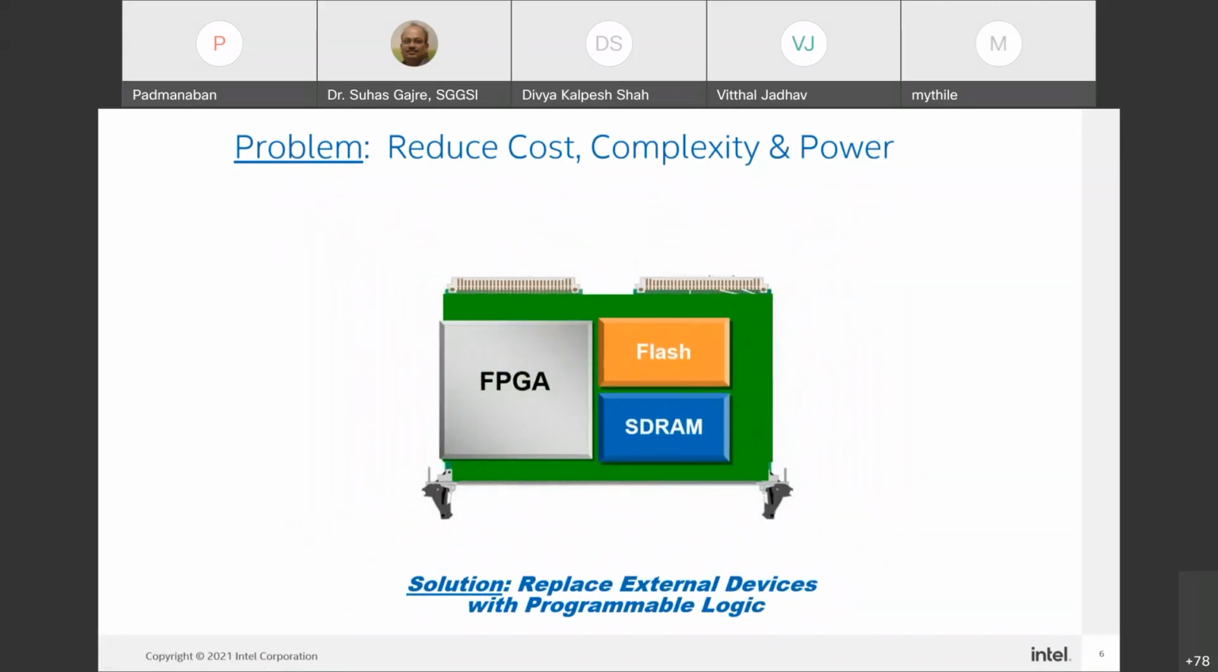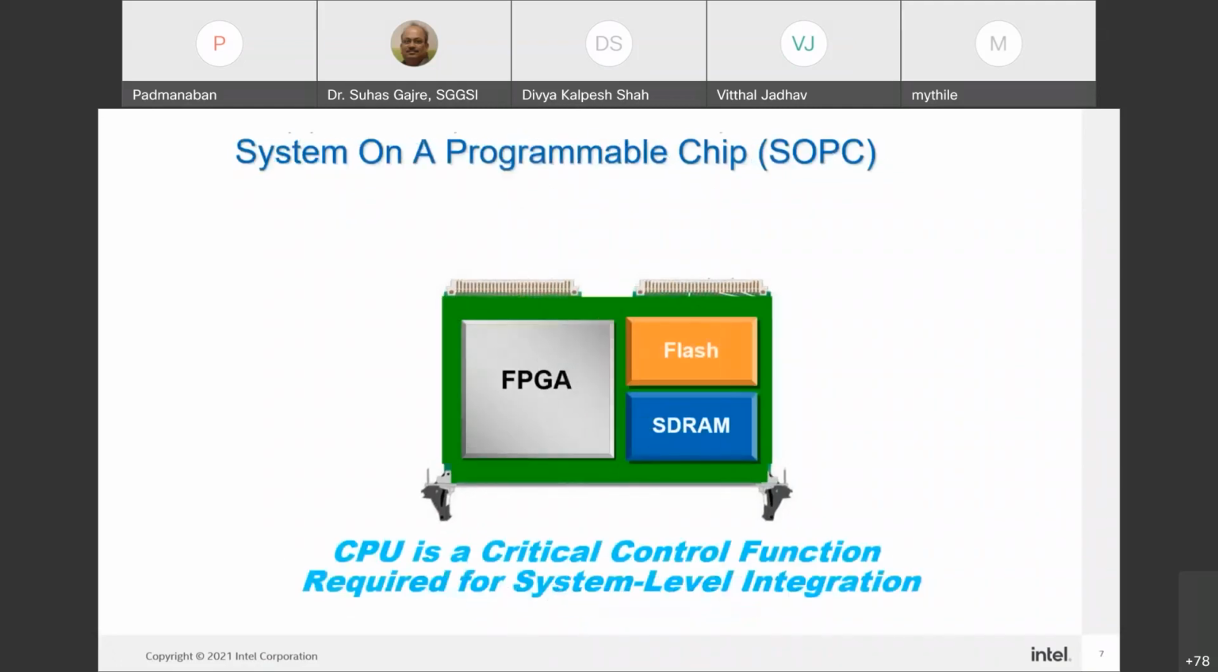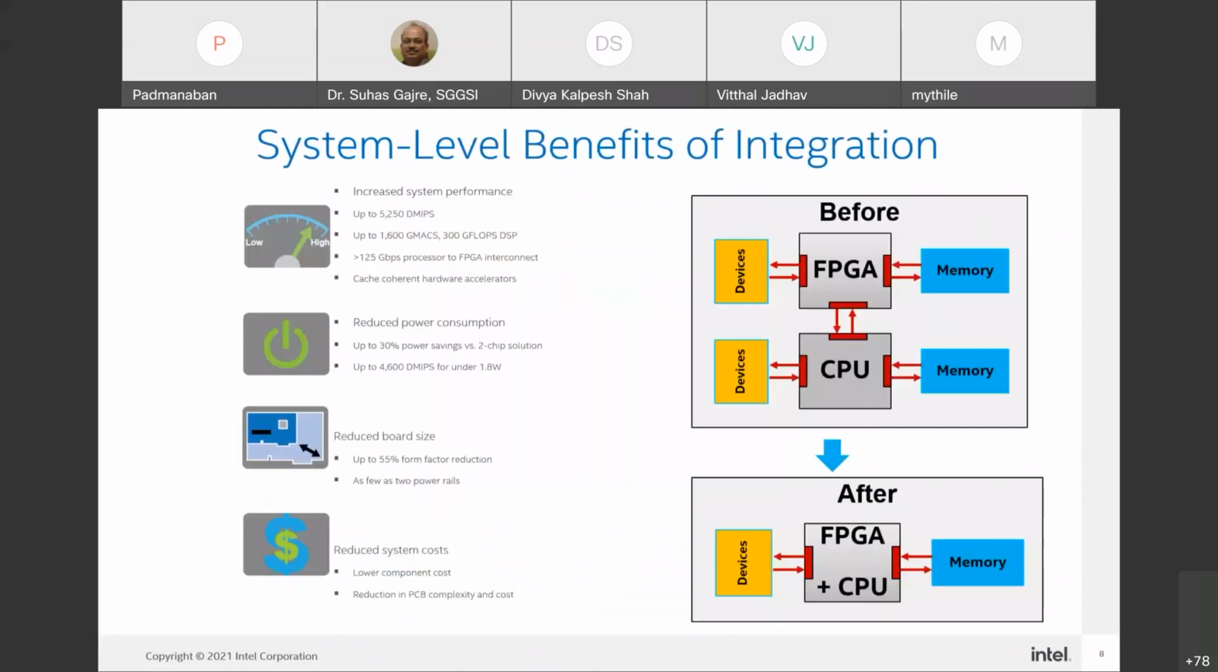Now CPU is also there, DSP is also there, and then you have all the IOs, everything put together. Now you can see that we have reduced the cost, reduced the complexity, and reduced the power. How could that be possible? We call this a system on a programmable chip, which we call an SoC.